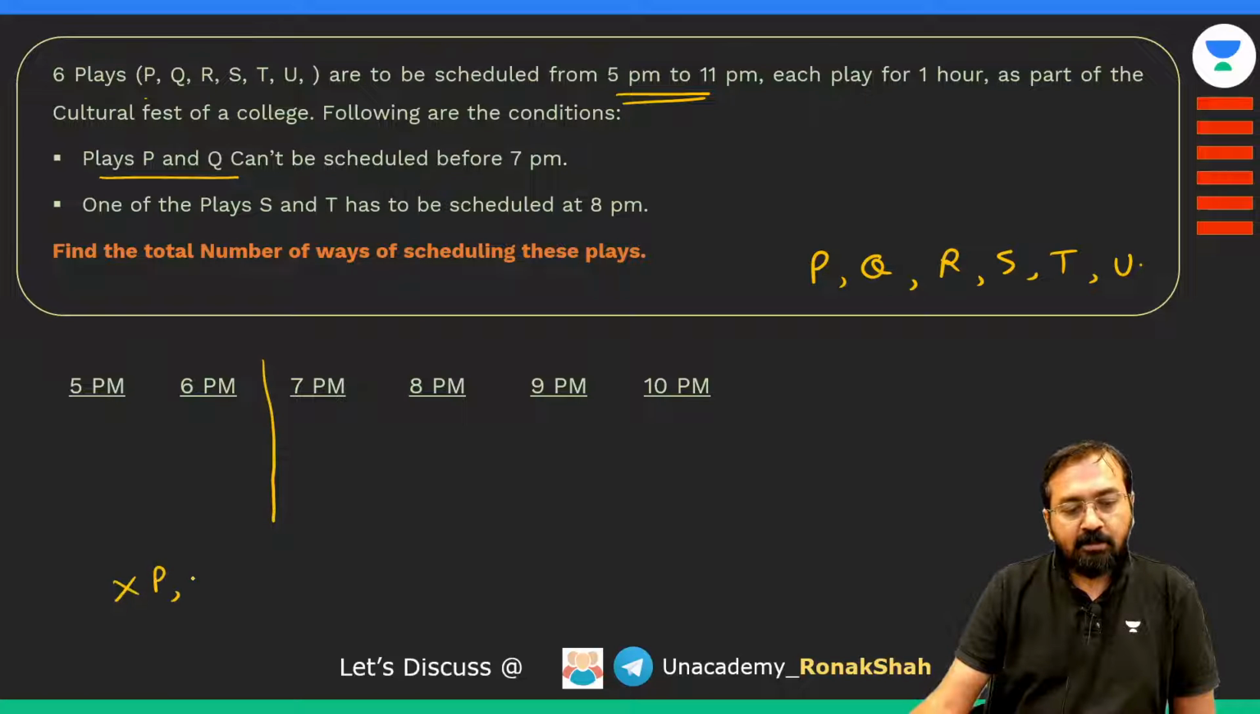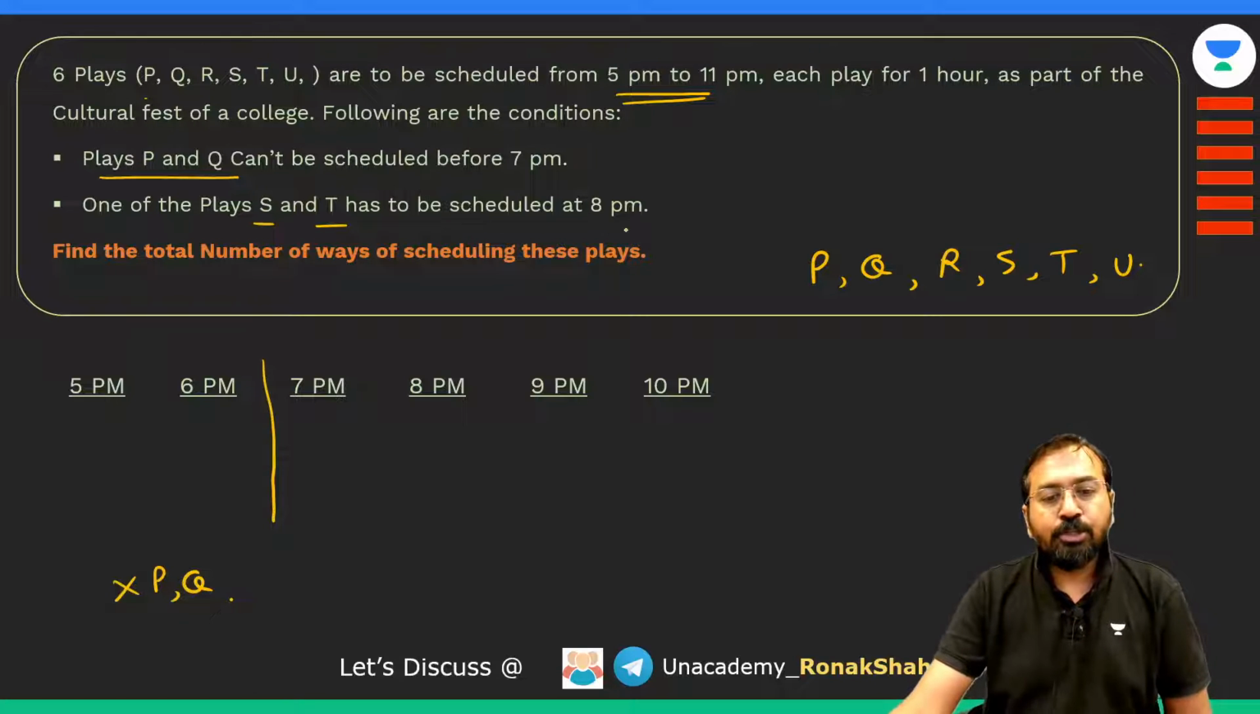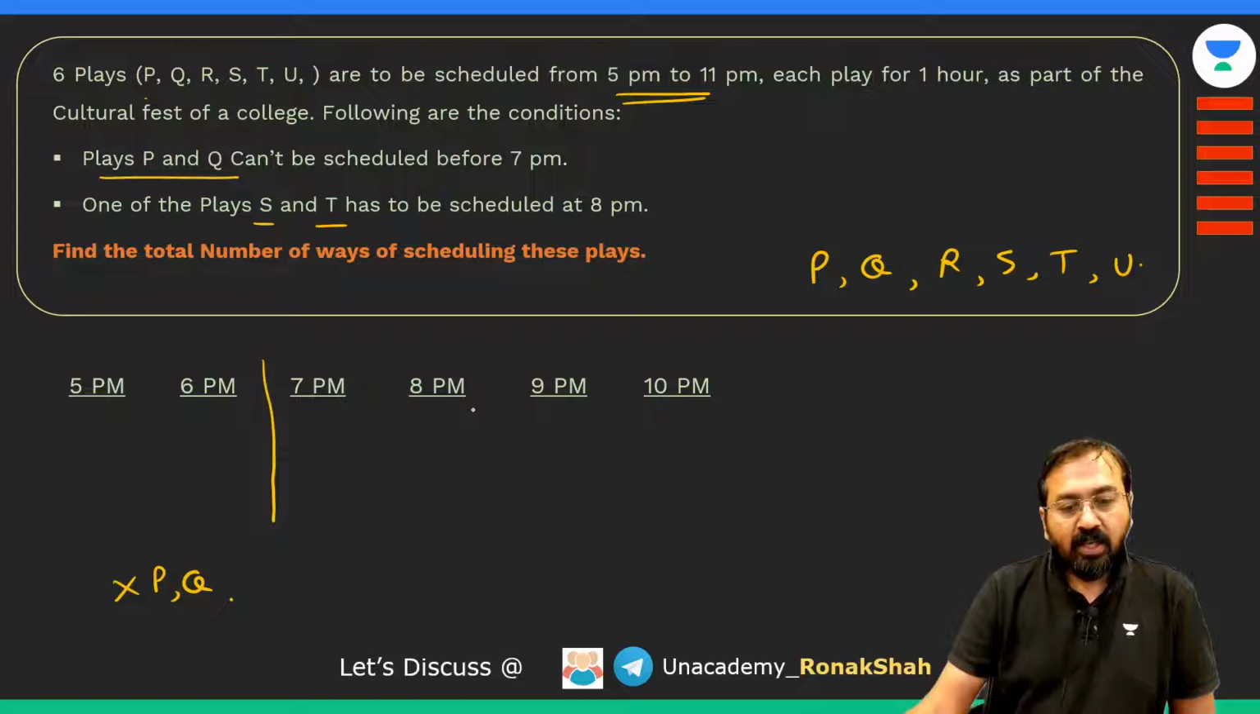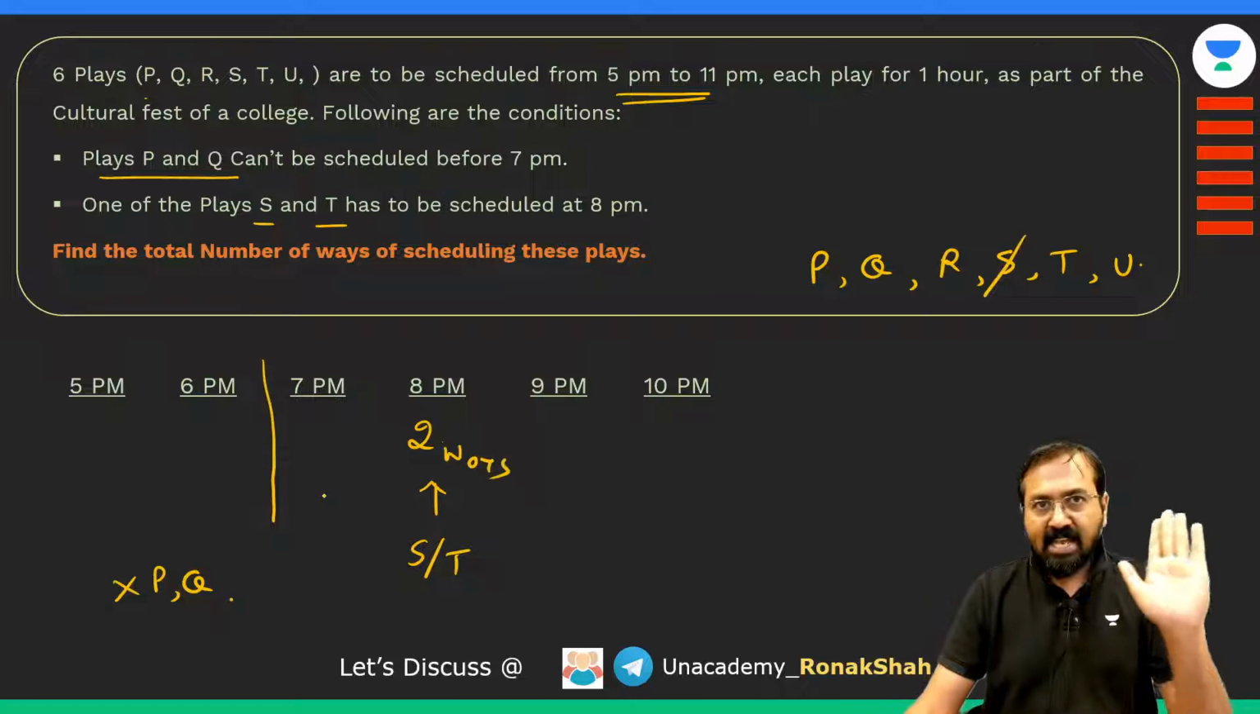P and Q can't be scheduled over here. One of the plays S and T has to be scheduled at 8 p.m. So at 8 p.m. we know definitely there will be either S or T. So can I say this 8 p.m. play can be scheduled in 2 ways? That's for sure. So suppose we schedule S over there, so play S is gone.